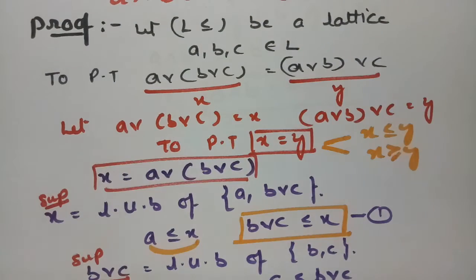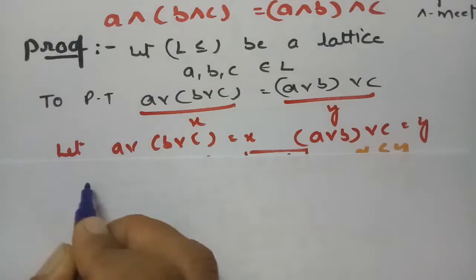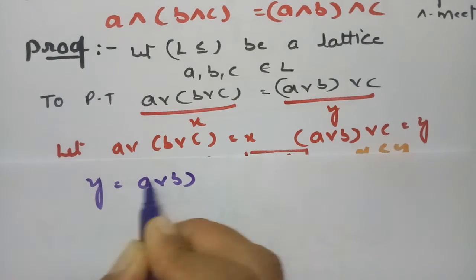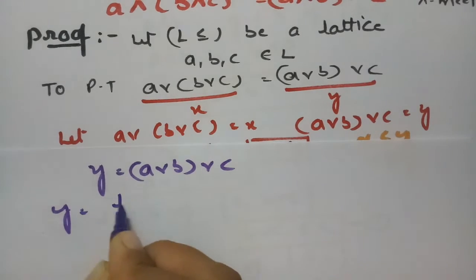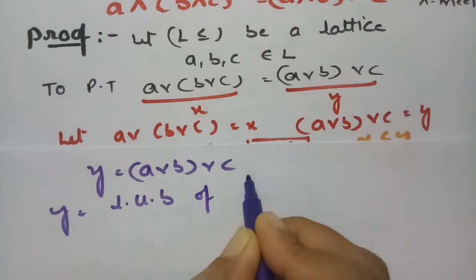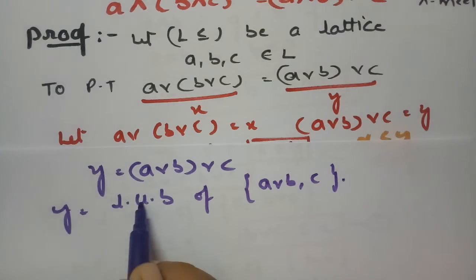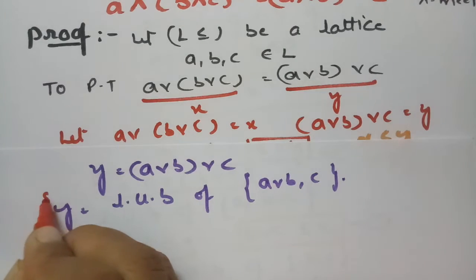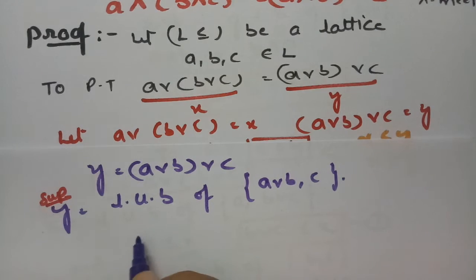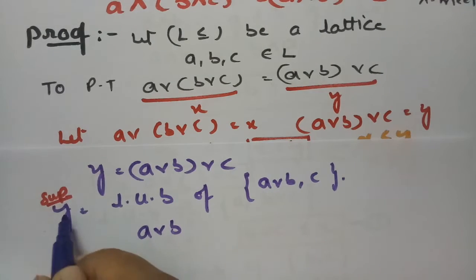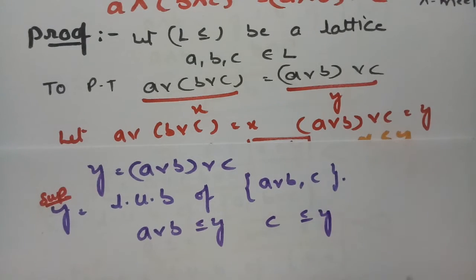Now I am taking the Y value. So what is our Y value this time? Y is equal to A join B join C. So similarly, Y is nothing but the least upper bound of the set A, B, C. What is the least upper bound? Least upper bound is nothing but the supremum. So Y is the supremum for this set. So the relation here is, for A, Y is the supremum value, and for C, Y is the supremum value.